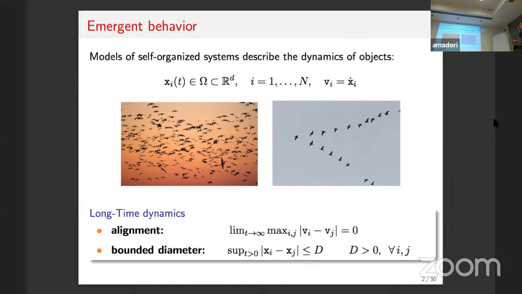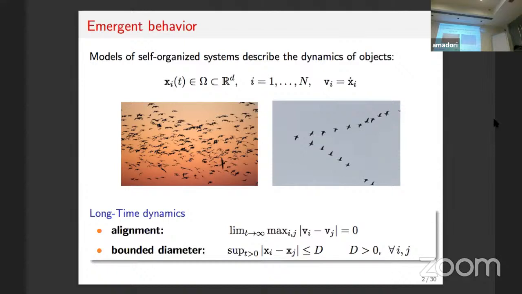The goal is to describe the long time dynamics of the model, and the long time dynamics that we have in mind to describe is the alignment. So we have a group in which what we plan to investigate is the fact that the relative differences of the velocities of the individuals go to zero as time goes to infinity. So they tend to fly with the same vector speed. Also, we have to consider the fact that they stay in a group, so we have this bounded diameter condition, meaning that their relative positions remain uniformly bounded for all times. So this is the type of long-time dynamics that we plan to analyze.